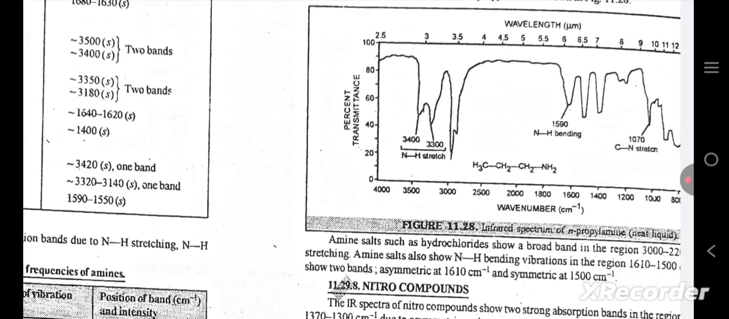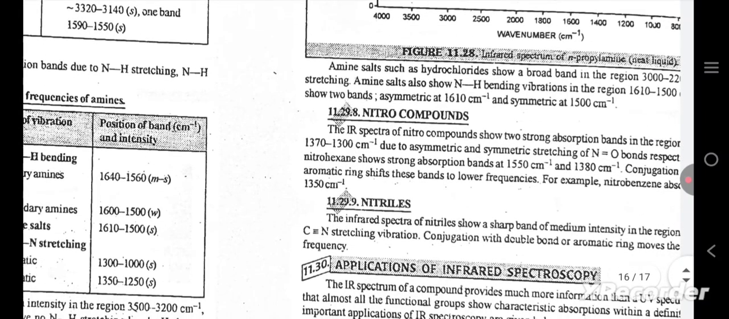Amine salts such as hydrochlorides show a broad band in the region 3000 to 2000 cm⁻¹ due to NH stretching. Amine salts show NH bending vibration in the region 1610 to 1500, showing two bands: asymmetric at 1610 cm⁻¹ and symmetric at 1500.